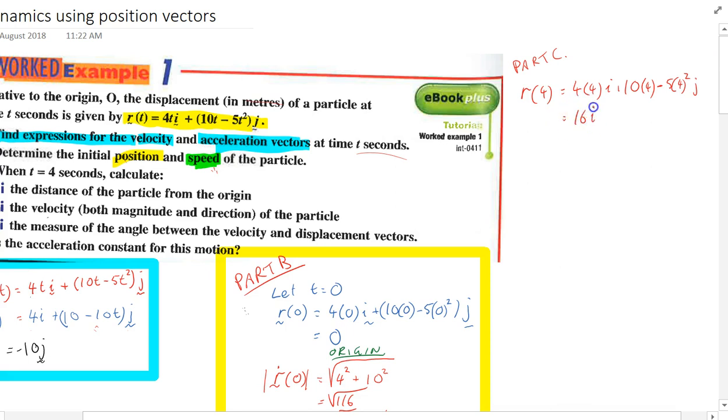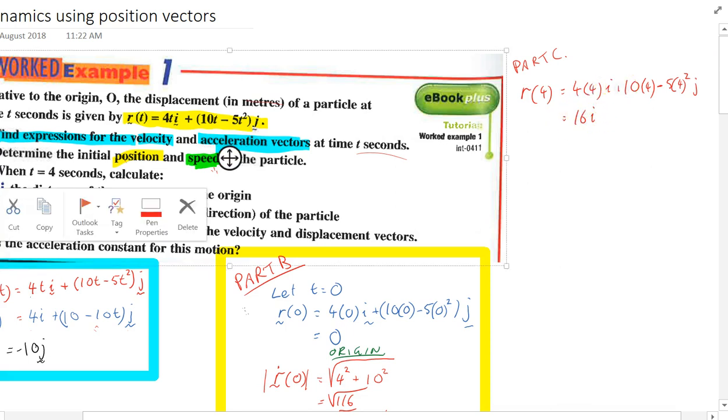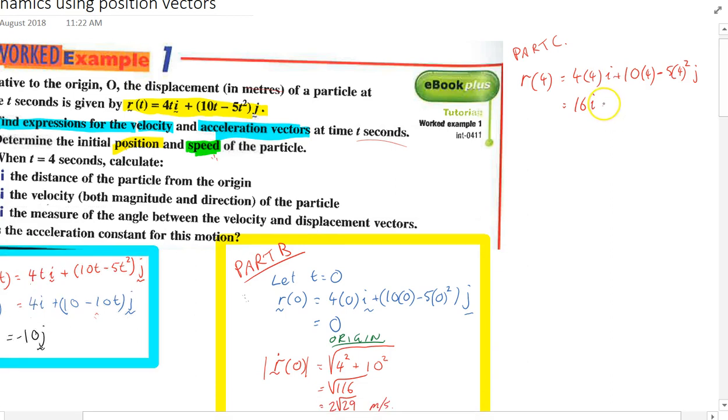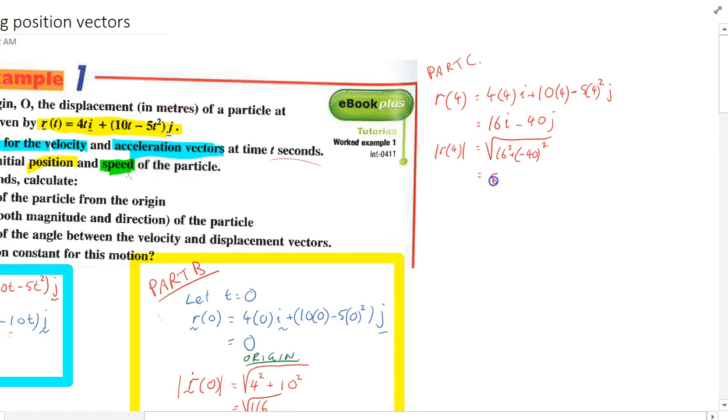This gives me my position, which is 16i minus 40j. But if I want to know my magnitude, which is my distance from the origin, it's going to be the square root of 16 squared plus minus 40 squared. That'll be 8 root 29 by the time you simplify it. Okay, so there's my magnitude.